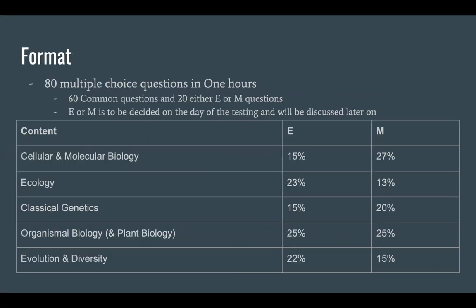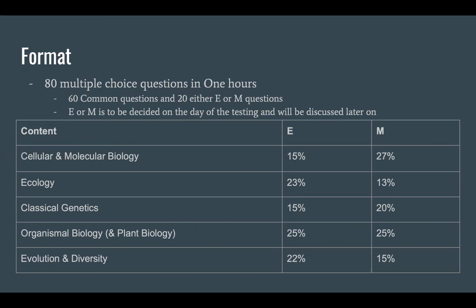Okay, so I'm sure you guys already all know the format. It's going to be 80 multiple choice questions in 1 hour, so 60 minutes, and then there's going to be 60 common questions or central questions, and then 20 either E or M questions, right? So E or M, you will decide on the day of the test, and it will be discussed later on. Although honestly, you should already have a good plan in mind as to what you should do.